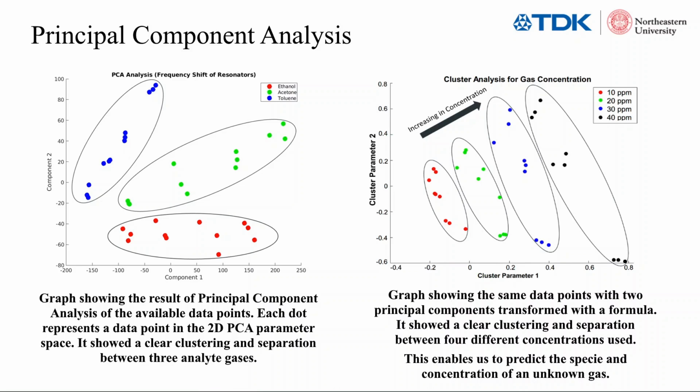Next, the 2 components were transformed with a formula to obtain 2 new parameters, and the data points were plotted with these parameters. The results showed that the data points belonging to different gas concentrations were clearly separated in different clusters. This can determine the concentration of gas.